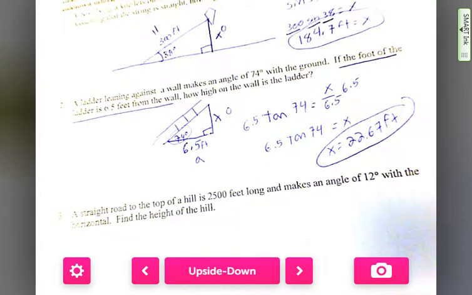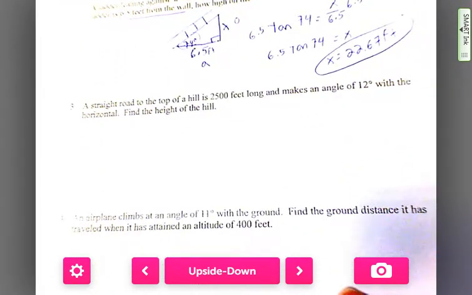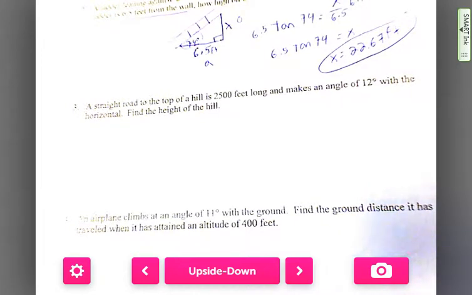Good? Questions? All right. Number 3, I want you guys to set up the picture on your own. I'm going to read it out loud a couple of times, okay? Try to just set up the picture on your own and then we'll compare. A straight road to the top of a hill is 2,500 feet long and makes an angle of elevation with a horizontal of 12 degrees. Find the height of the hill.